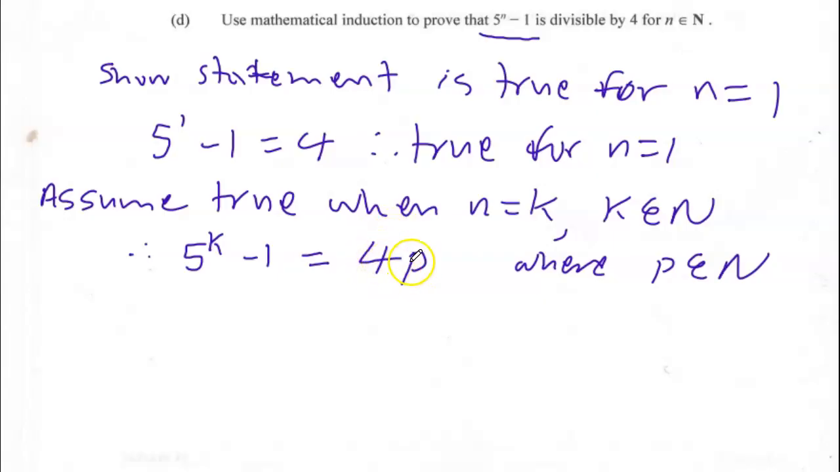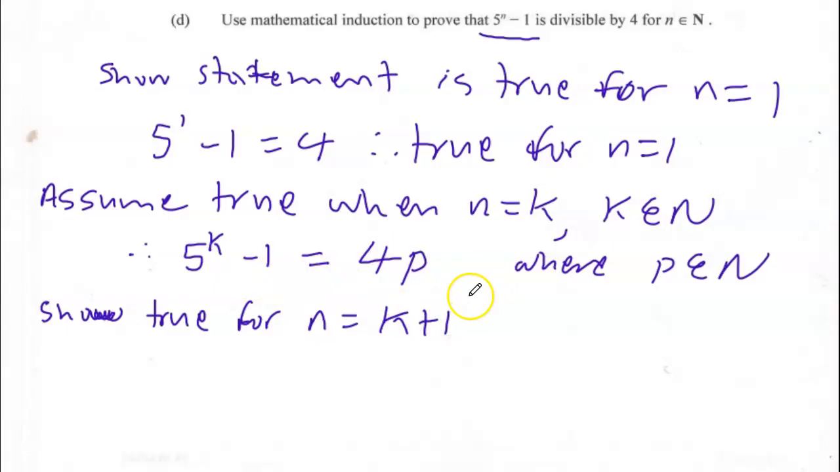Now the third and final step is to show it's true for when n equal to k plus 1. So 5 to the n minus 1 becomes 5 to the power of k plus 1, and then minus 1. We need to show that this expression is divisible by 4. Let's rewrite the expression. Using indices, 5 to the power of k plus 1 can be rewritten as 5 times 5 to the power of k. And then we have our minus 1 outside there. Now 5 to the power of k, notice in the step above. What's in the step above there?